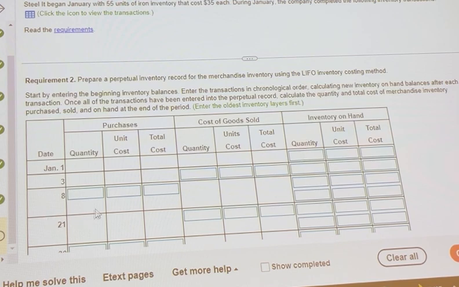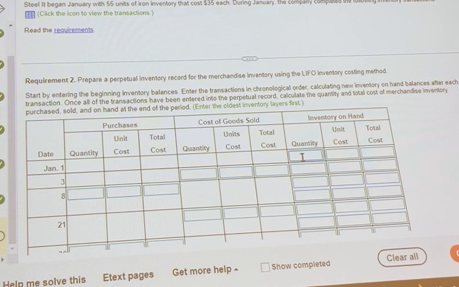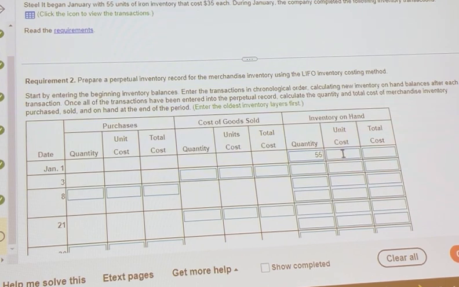Okay, next we do LIFO. I'll fill this in very quickly because a lot of it's the same until we get to the point where we make a sale on the 21st.